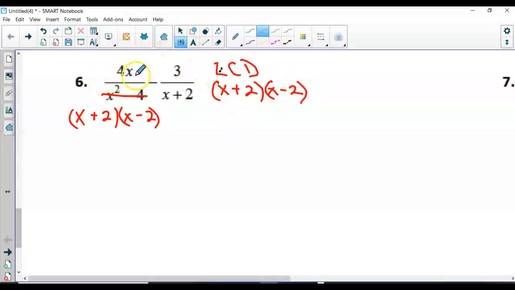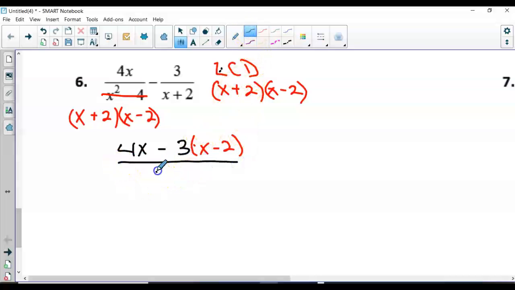So the 4x already has the LCD with it, so all we have to do is write down the 4x. And then we're going to say minus. Now 3 needs to be multiplied by x minus 2, so it's 3, and we have to distribute that into x minus 2. And this is all over our LCD. So now 4x minus 3x plus 6, remember we distribute the negative, is all over the LCD.